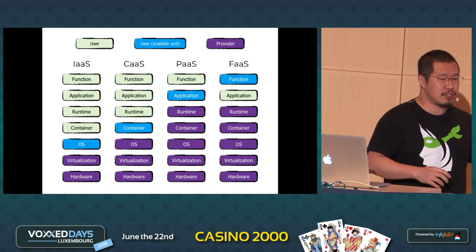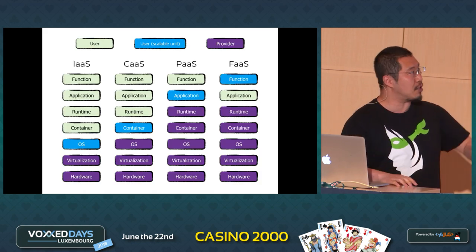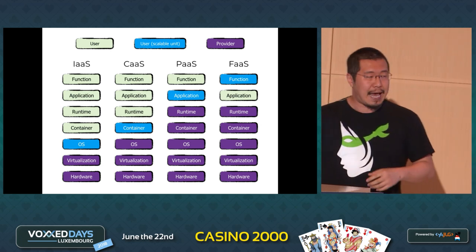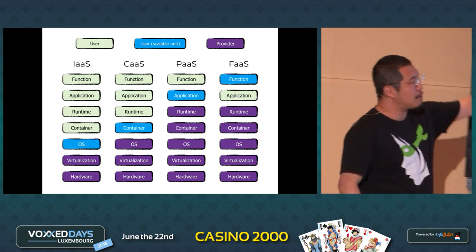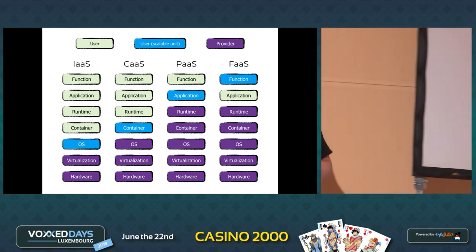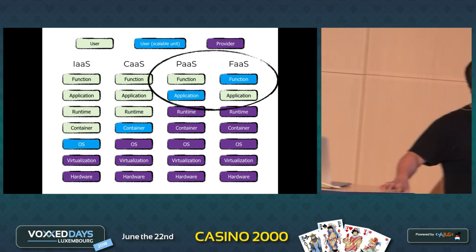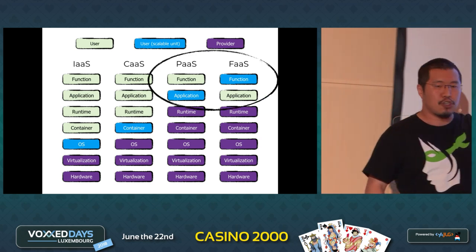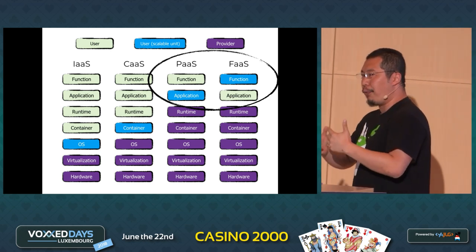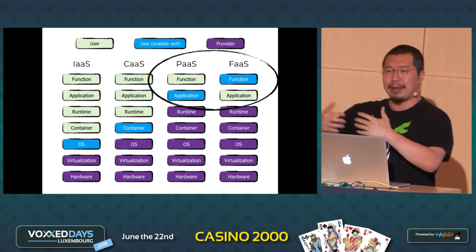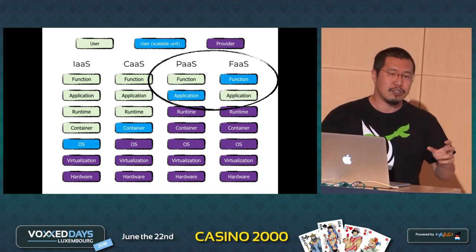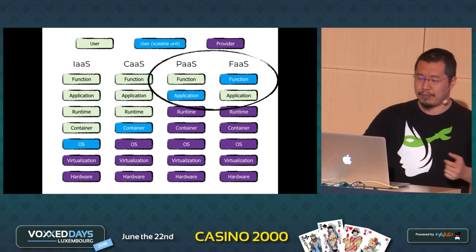And when you compare function as a service versus other paradigms such as infrastructure as a service, containers as a service, and platform as a service, as you can see, based on what is your responsibility versus the provider's responsibility, FaaS is very close to platform as a service, the main difference being the unit of scaling. With platform as a service, you typically deploy applications and you're scaling at the application level, whereas with functions, you are now scaling the individual functions that make up the entire application.